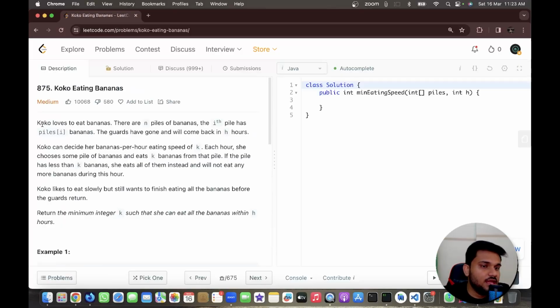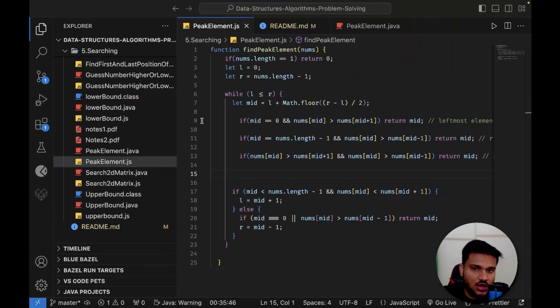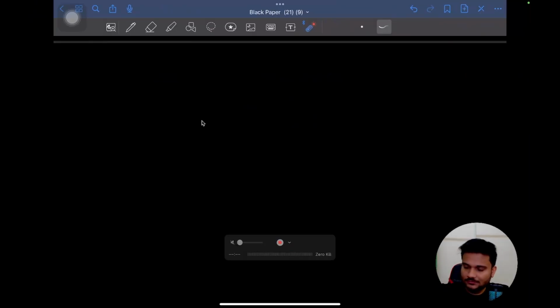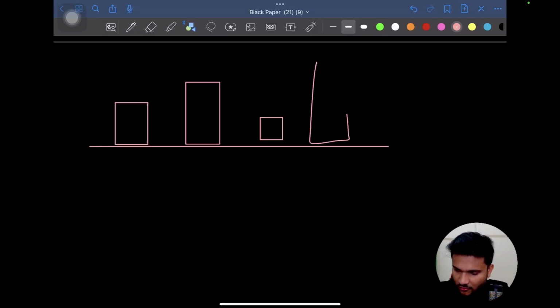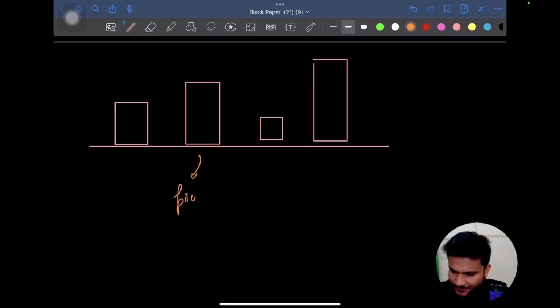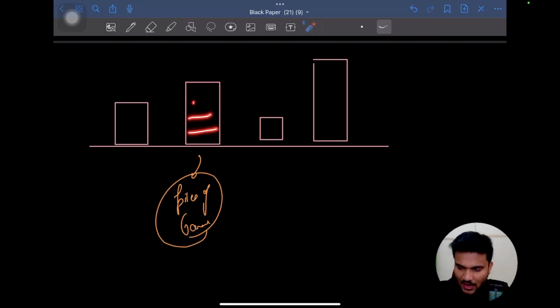Right. It says that Koko loves to eat bananas. There are n piles of bananas. So how does a pile of bananas look like? Let's say you can understand a pile as a box of bananas. Okay. So this is one pile of bananas, this is one more pile, one more pile, and so on. What is this? This is piles of bananas. You can say box of bananas also, where you have a collection of bananas stored.